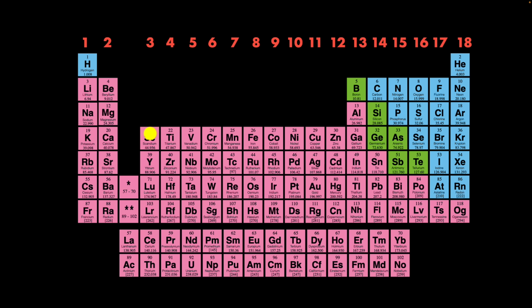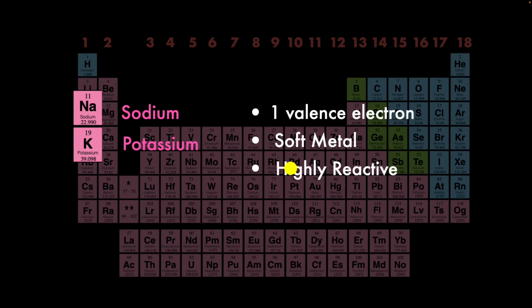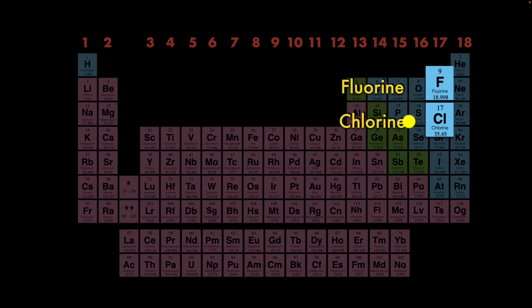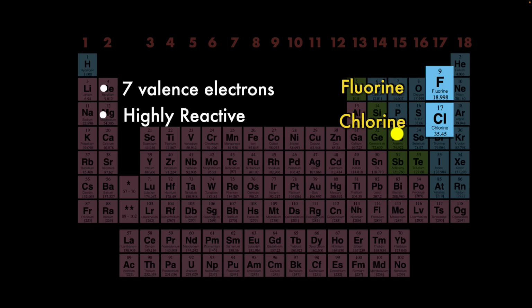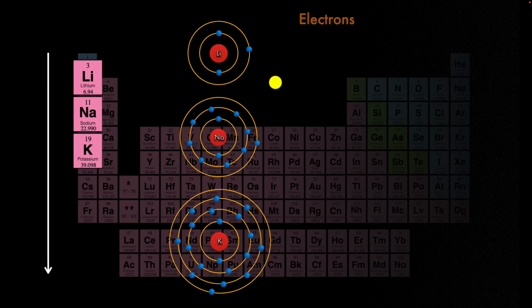And so now we can understand why elements in the same group behave alike. For example, sodium and potassium are both in group 1. Each one has 1 valence electron. That's why both are soft metals that react vigorously with water. Fluorine and chlorine, for example, both belong to group 17. So each one has 7 valence electrons, and therefore they are highly reactive. So these are highly reactive nonmetals. So as we go down the group, the total number of electrons does increase, but the number of valence electrons stays the same. That's why they tend to have the same properties.